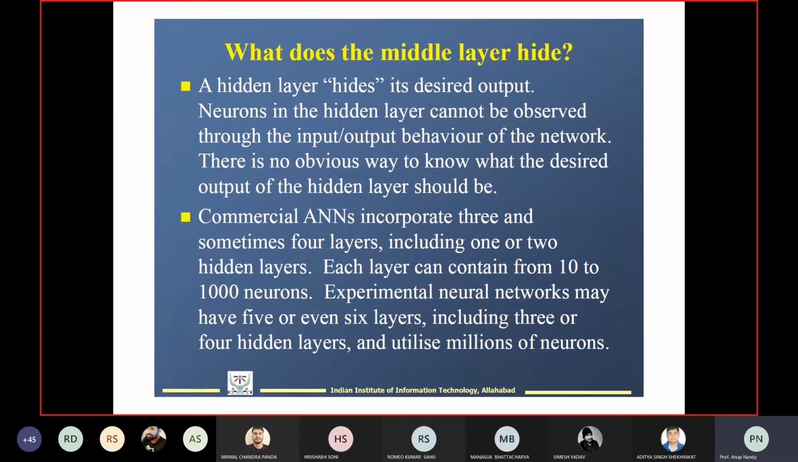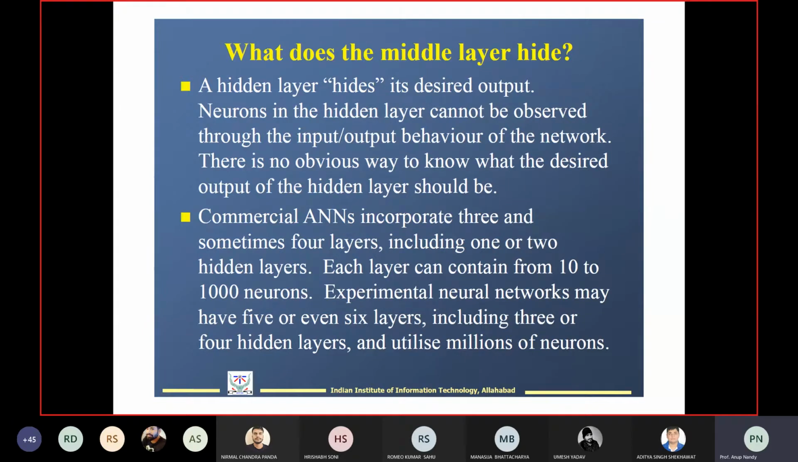Okay, and whatever neurons or nodes you are going to use in the hidden layer cannot be observed through the input-output behavior of the network, and there is no other way to know the desired output of the hidden layers. So it actually hides the desired output of the hidden layer. That's why it is called the hidden layer, because you are not supposed to see the output that is being generated.